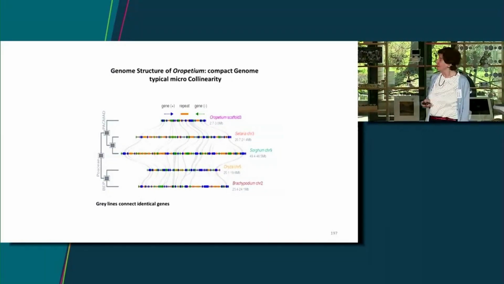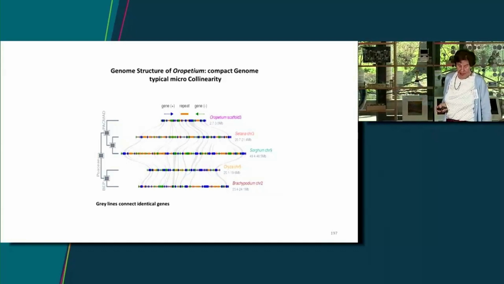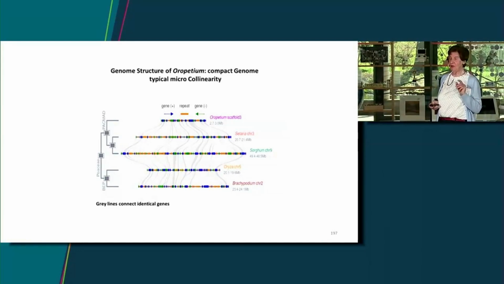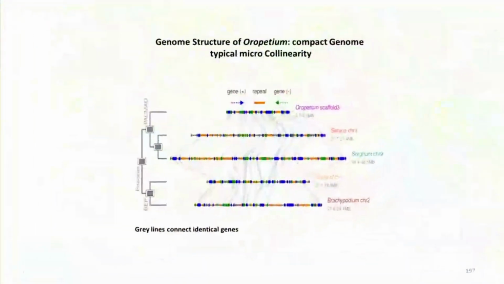What you see here on the slide, I hope it's clearly visible, is a part of the genome of this small grass, Oropetium, on the top. This part is correlated to homologous parts of other plants, namely other grasses. These include also cereals like rice, like sorghum, etc. And the genome is painted with different colors. We have the blue color, the orange color, and the green color.